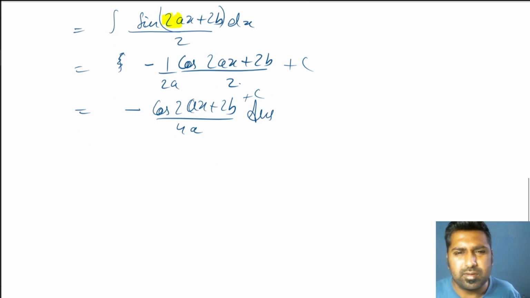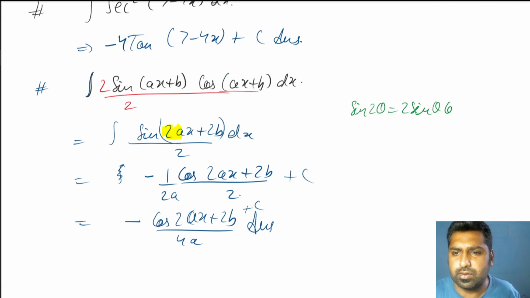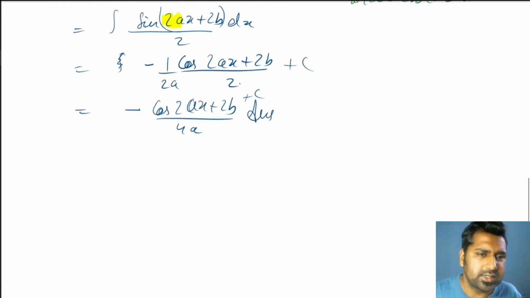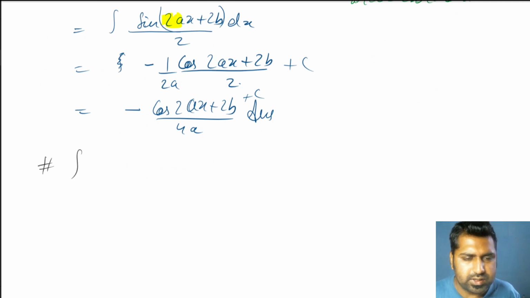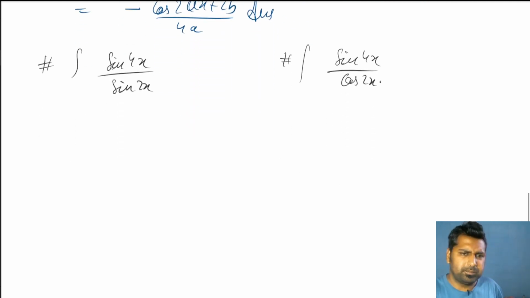Based on this idea that we have done, the sine 2 theta property, sine 2 theta is 2 sine theta cos theta. Let's take a look at a few more questions. Integration of sine 4x upon sine 2x. Then the same variation, integration of sine 4x upon cos 2x. Both the questions have the same idea.